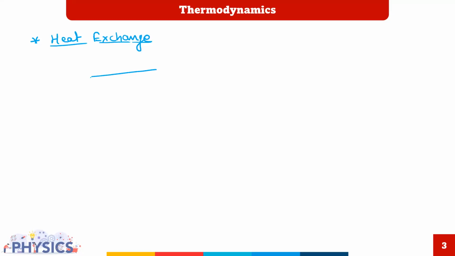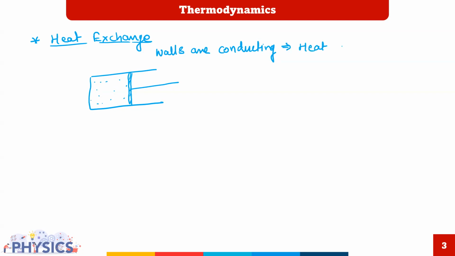So suppose you have a container. This container is closed with a piston. This is the piston. And in this container, there is gas. Now, if the walls of the container are conducting, then it is possible that heat can be exchanged with the surrounding.